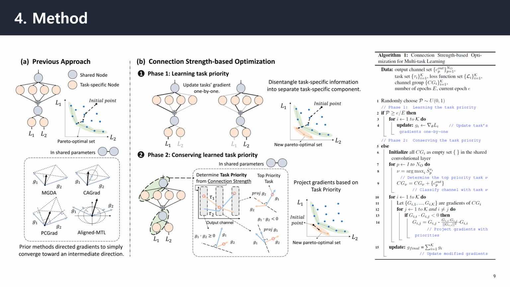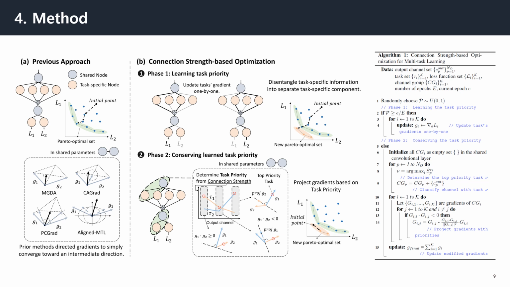For a detailed view of our optimization process, please refer to Algorithm 1 in our paper. Previous studies have addressed conflicting gradients by adjusting them to align in the same direction. This method attempts to find an intermediate point among the gradient vectors, which often results in negative transfer due to the influence of the dominant task.